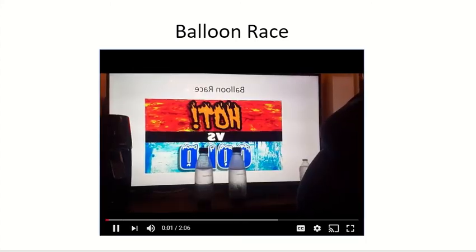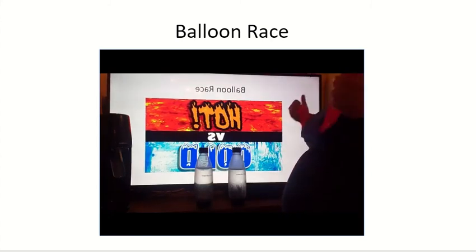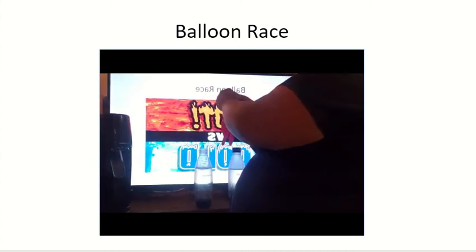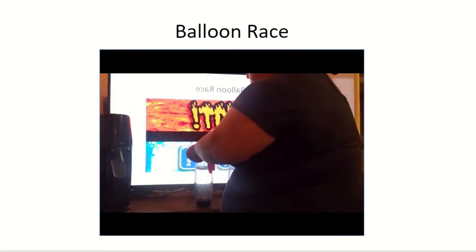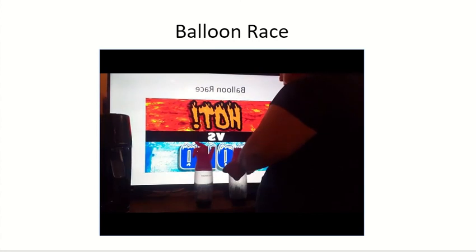We're going to test out this theory with a balloon race. Alright, so we're going to be having a balloon race. What's going to happen is I'm going to put the balloons on top of the bottles, and then we're going to give them a quick shake and see which one fills up the fastest. Start with hot. And then we're going to go with cold. And we can already see that the hot bottle is already filling up.